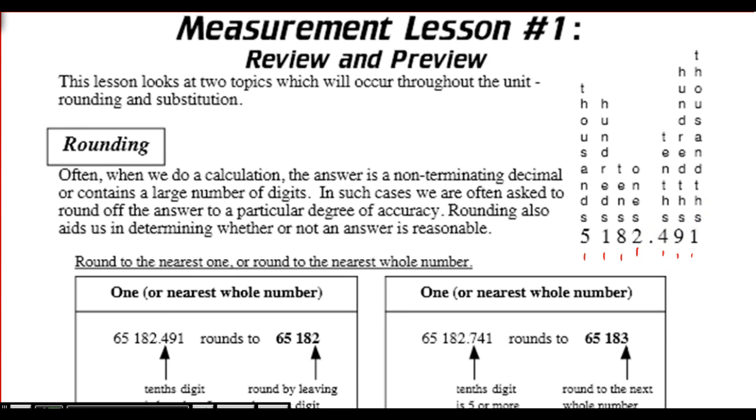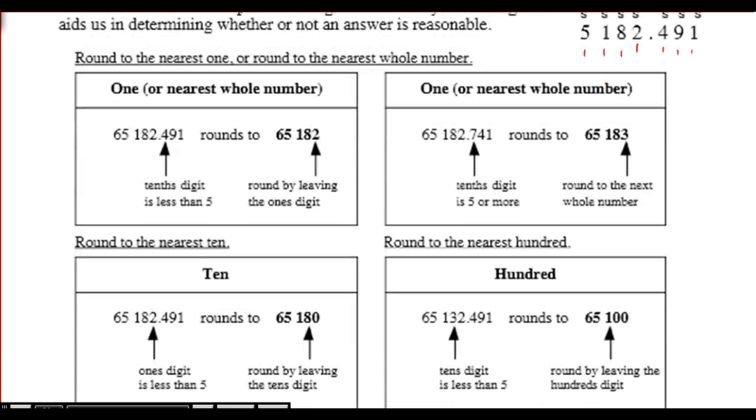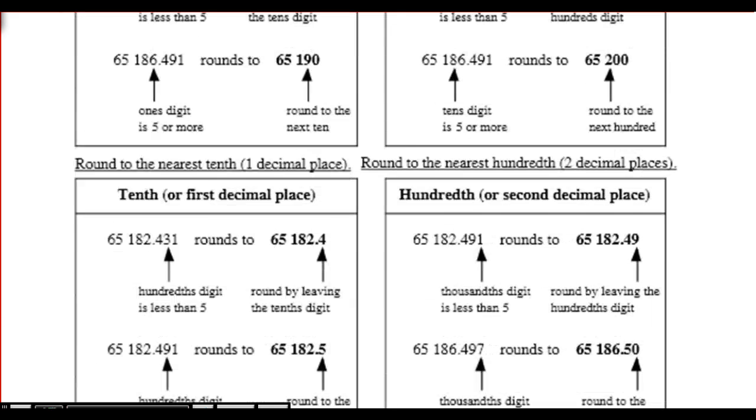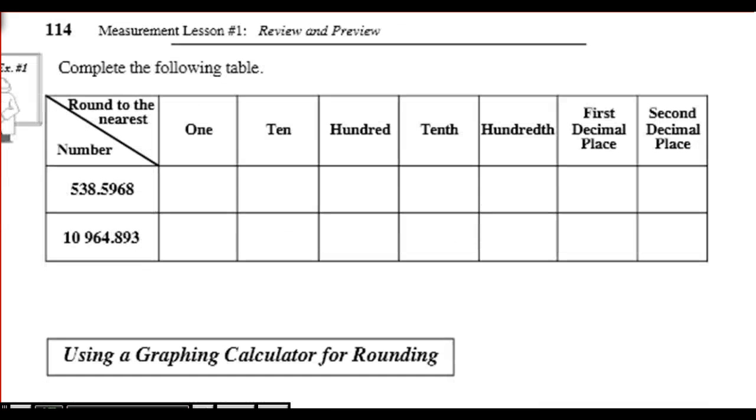Okay, so let's just do a few roundings just to refresh us here. Let me go down to the questions here. So complete the following table. Again, rounding to the nearest one. Well, the one spot would be here, so that's going to be 530. And then I look at the next digit, which is a 5. So if it's 5 or more, I'm going to round up. So 539.